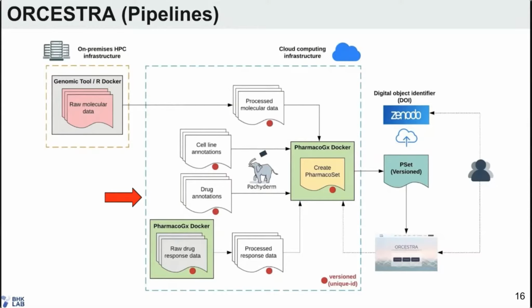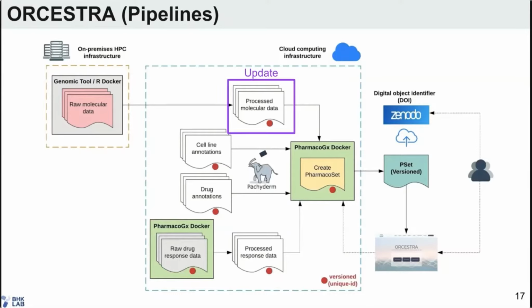Users can customize the content of their pharmacoset, which includes molecular data that is processed with different genomic tools, such as Kallisto and Salmon for RNA-seq data, and different versions of drug response data for a given dataset. However, for each user selection, Pachyderm will combine the various versioned pipelines together to form a versioned PSet.